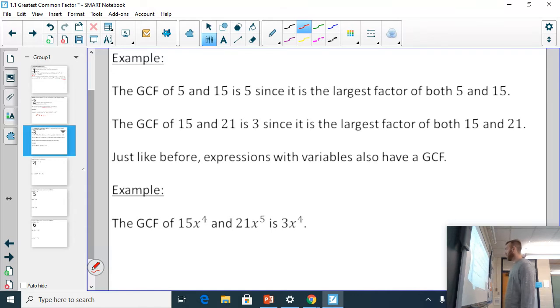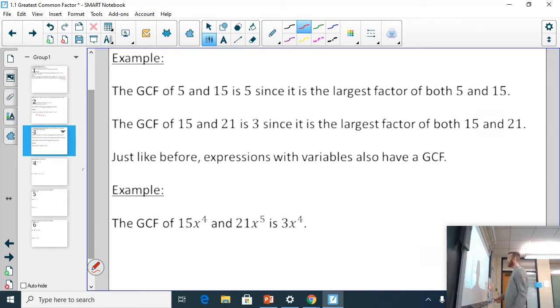So another example, the greatest common factor of 15 and 21 is 3, since it's the largest factor of both 15 and 21, right? You can't divide both of those by 5, but you can certainly divide both of them by 3, right? 15 divided by 3 is 5, and 21 divided by 3 is 7.